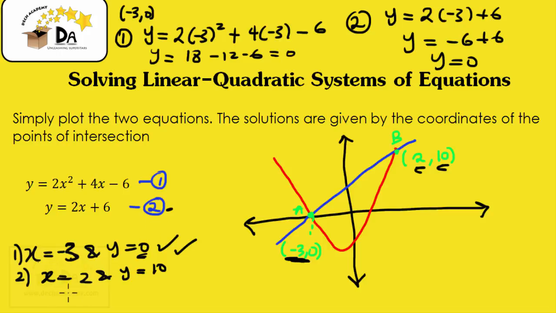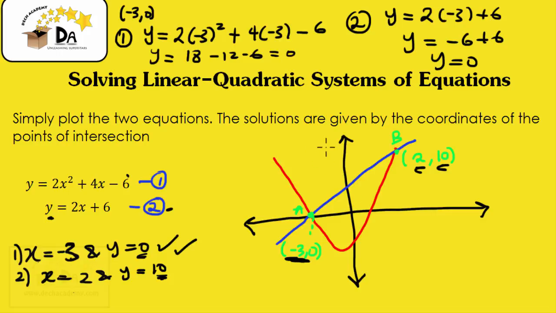So now you try this at home. Try testing the second solution. So what you do is replace x with 2 in the first equation, see what y value you get. If that y value is 10, then that means this solution is correct. Do the same for equation 2. Replace x with 2. If you get a y value of 10, that means this solution is correct. And you find that it is. So this graphical approach does work.